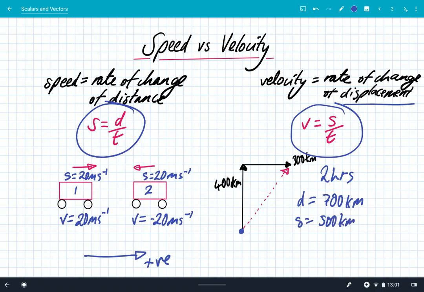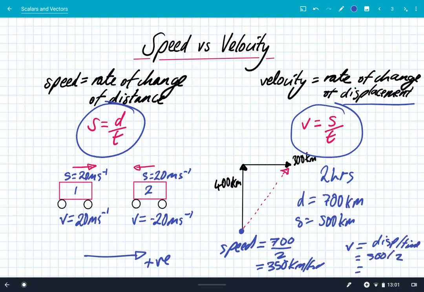If we were to calculate the speed, it is the distance divided by time, which is 700 divided by 2. That would be 350 kilometers per hour. But the velocity is the displacement divided by the time, and that is 500 divided by 2, which is simply 250 kilometers per hour. You can see that because distance and displacement are different, that creates a different speed and velocity.